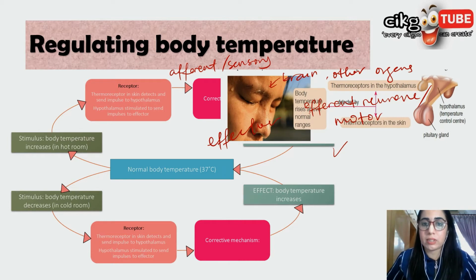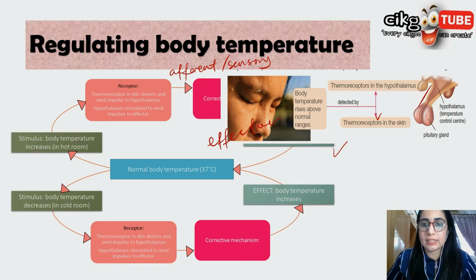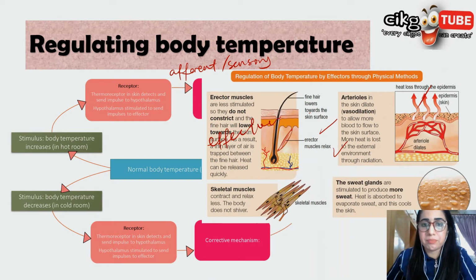Now, let's say the body temperature rises above the normal range. What happens is that the thermoreceptors will detect the changes, the thermoreceptors in the hypothalamus and also in the skin. Then we have the pituitary gland here, and then there is the regulation. It is detected in the brain, the pituitary gland, and all that.